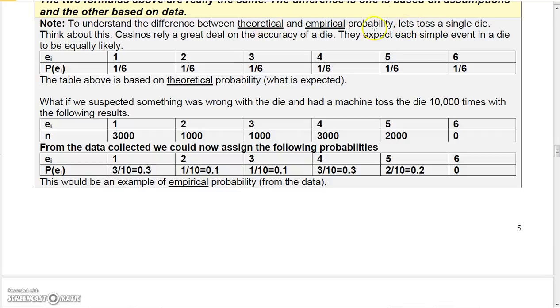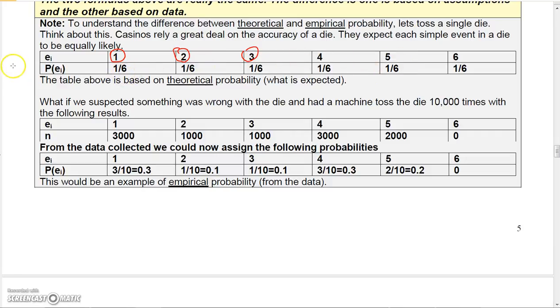Let's toss a single die. Now think about this. Casinos rely a great deal on the accuracy of a die. They expect each simple event in a die to be equally likely. So if you toss a single die, then the probability of each of these simple events, 1 through 6, occurring would be 1 out of 6.